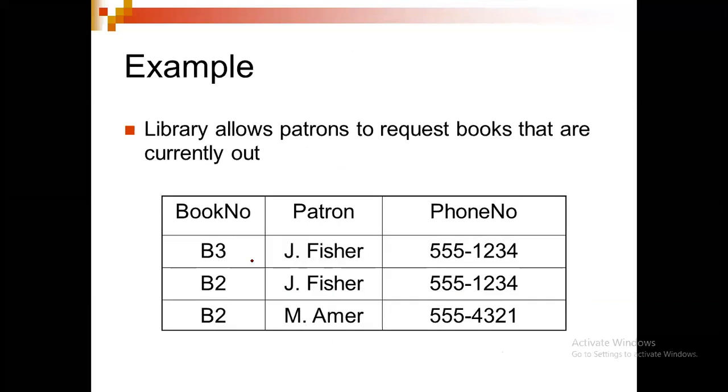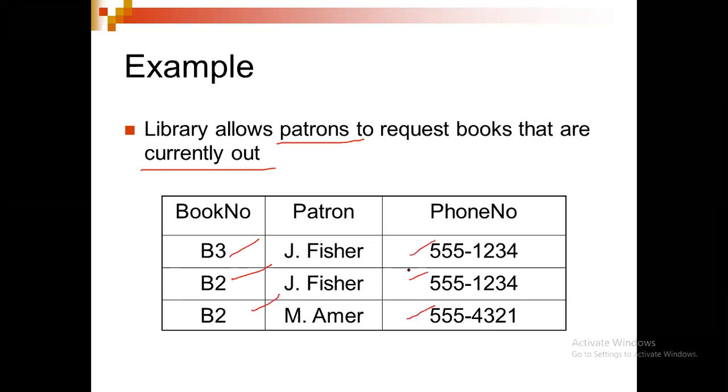See, this is an example. The library allows the patron to request books that are currently out. That means he wants the books which have been given to some other person. So the patron is the person who has taken the book. I want to see which books are not with the library and have already been issued. These are the books being issued, and these are the contact numbers.